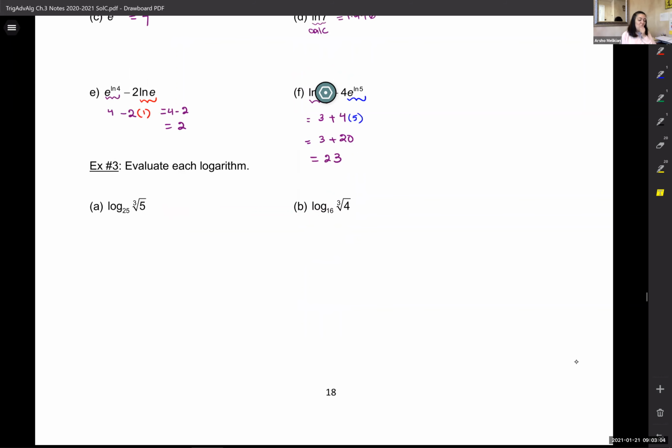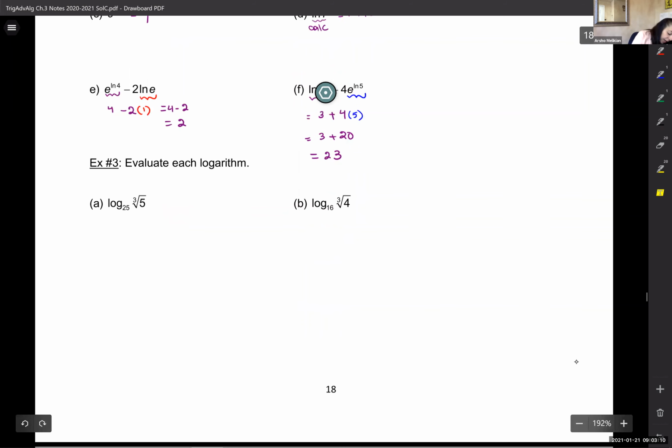Okay. Let's take a look at this next one. All right. So look, this is kind of one notch up now. I have log base 25. First thing I'm going to do is write this as a power. Cube root of 5 is 5 to the 1/3. You guys agree?